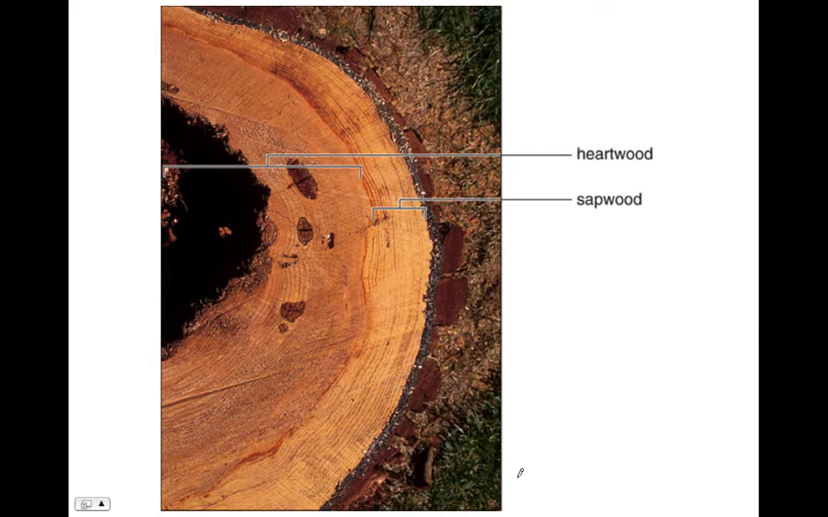Now when you're looking at a cross-section through a tree, you will often distinguish that there are two different types of wood present, and they're generally indicated by a color change. The heartwood is going to be this darker part of wood towards the center, and the sapwood is generally a lighter color to the outside. The sapwood is actually the functioning water conducting tissue. Heartwood, on the other hand, is non-functioning xylem.